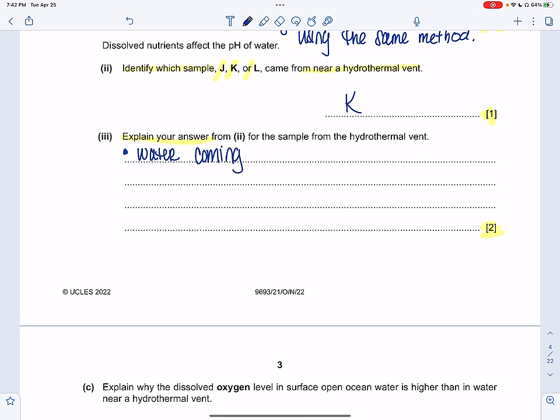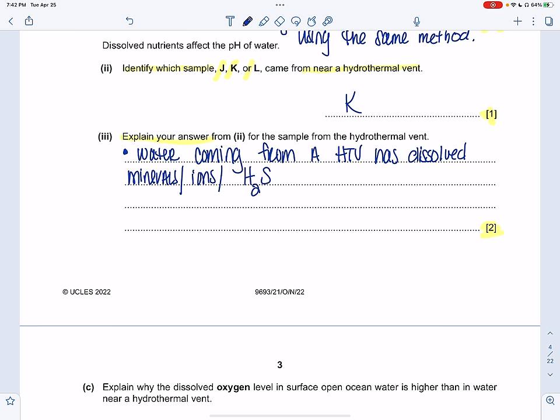And so our reason: water coming from a hydrothermal event, HTV, hydrothermal event, has dissolved minerals or ions. You give a specific chemical like hydrogen sulfide that make the water acidic.